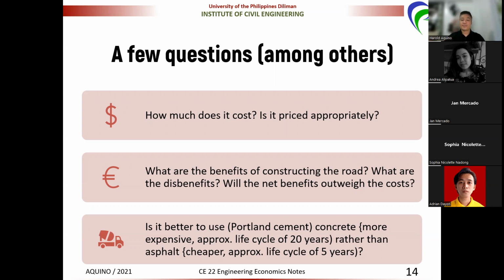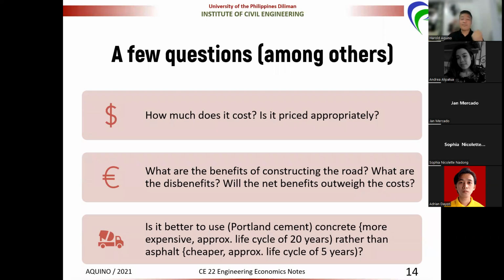No? One quite specific example, is it better to use Portland cement concrete, which is more expensive but would probably have a long lifespan compared to, let's say, asphalt, which would be a lot cheaper because it's easier to pave, no? Cheaper materials, but with possibly less or shorter life cycle.